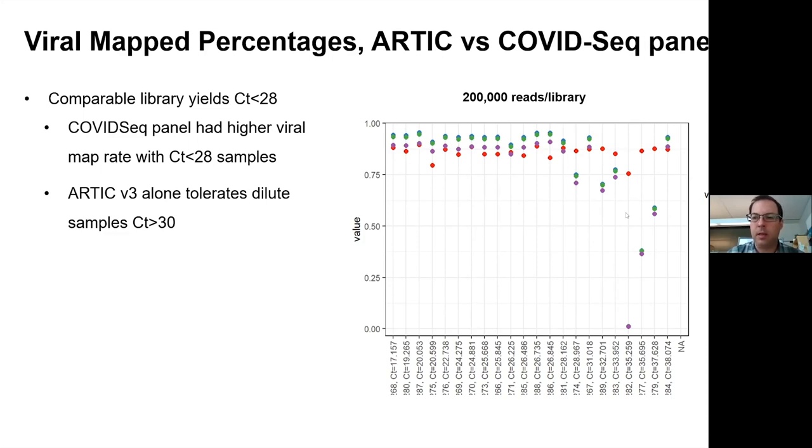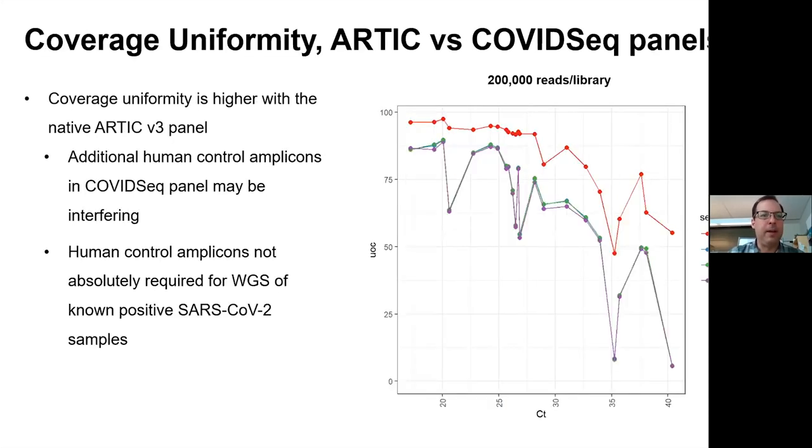Now, this doesn't actually mean that the panel was inferior. What we started looking into was that more of this panel was mapping to human. These are real samples. These weren't pure ATCC samples. And so what you're seeing here is that the mixture of the viral amplicons and the human amplicons in the dilute viral samples basically means that it's starting to amplify the background human, which is exactly what the COVID-seq panel is supposed to be doing, but we didn't really need that data.